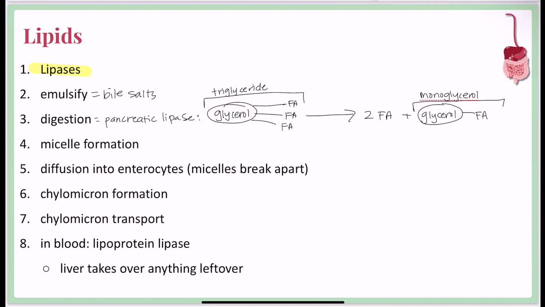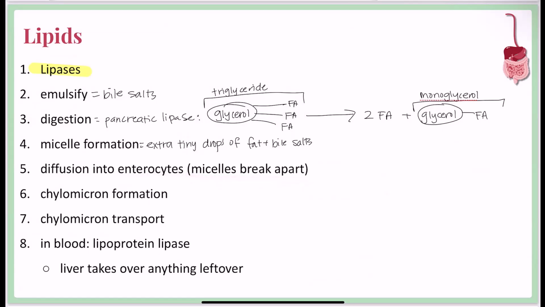Speaking of smaller, we start to form micelles. Micelles are extra tiny drops of fat and bile salts. Like if you've ever heard of micellar water, it's little tiny drops, okay? And then the next thing is that once we have these extra tiny drops, we have diffusion of those little tiny bits into the enterocytes.